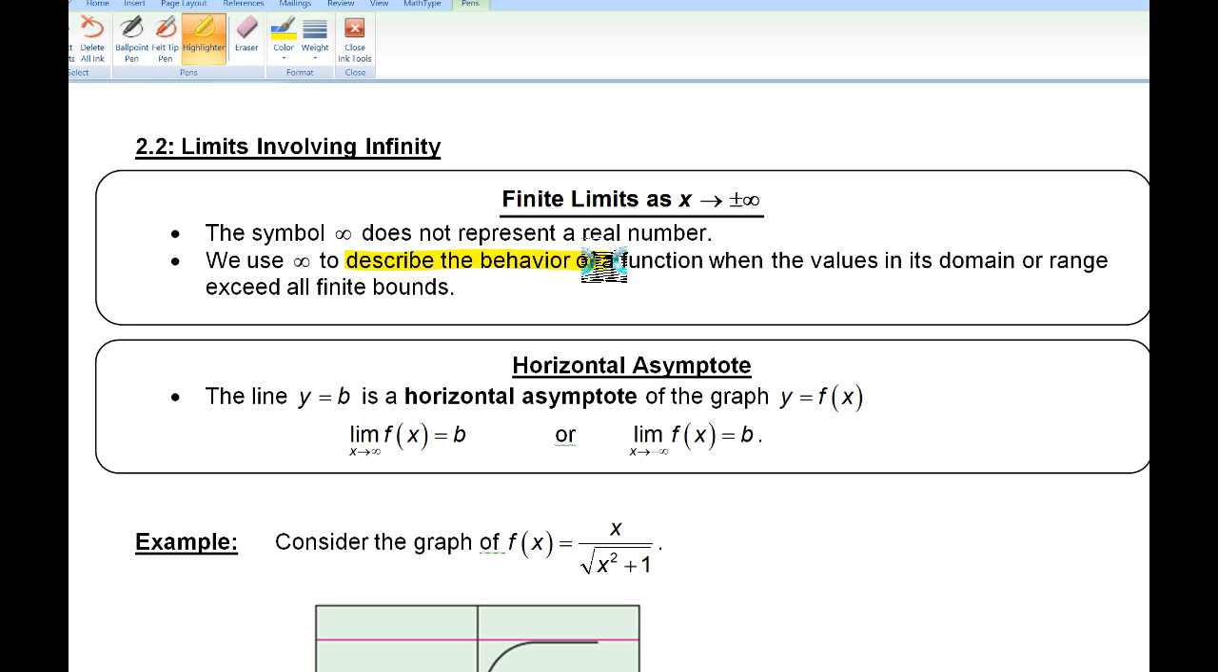So it describes the behavior of the function. Wait, when you say behavior, do you mean the behavior? Yes, specifically the behavior is going to be the end behavior. So what happens when we go all the way to the right on a graph and all the way to the left, without bound? It never ends. So what we say is it approaches infinity. It can never reach infinity.